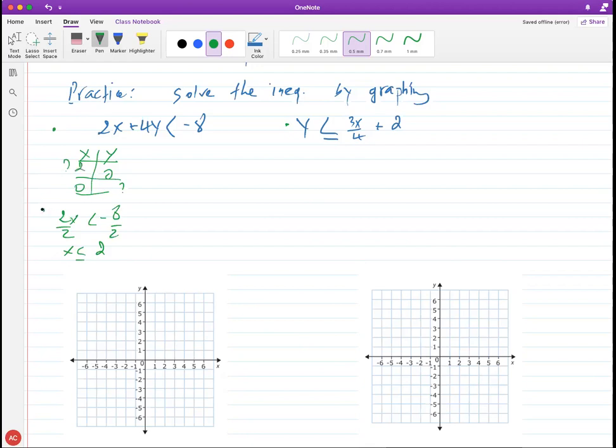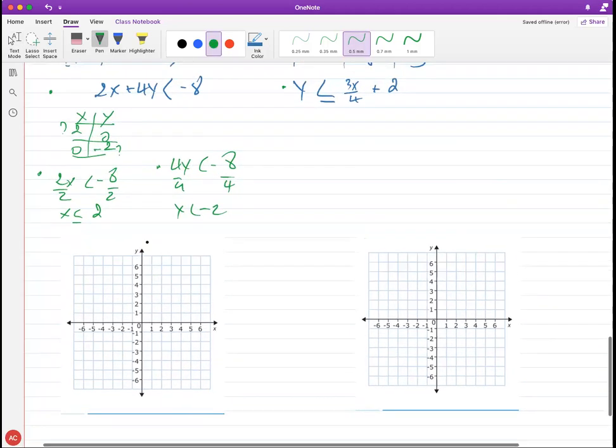The second one, this time we know that x is 0. So we're going to plug it here. This will cancel. You're going to have 4y left. And if you divide by 4, y is negative 2. So that's what we need to graph the line. So negative 4, 0 would be here. And 0, negative 2. So from 0 go down to negative 2.